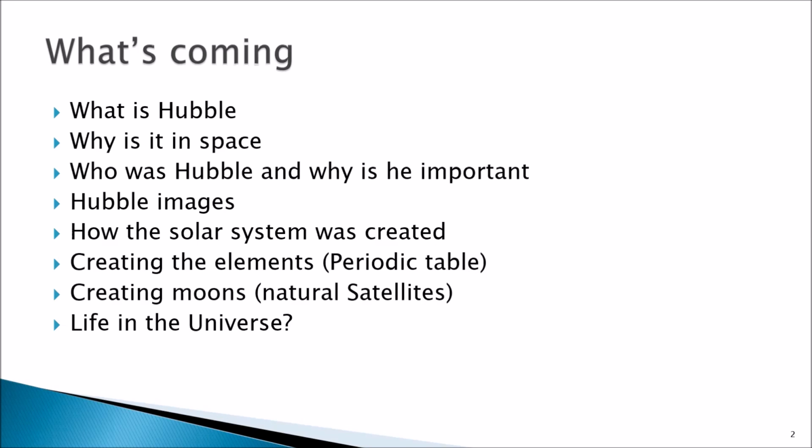We'll look at how the solar system was created and the Hubble verified that's how it was happening. And finally, we're going to create some elements, parts of the periodic table in this discussion. Finally, the moons for the various planets, how they're created, and lastly, life in the universe. Is there life out there?